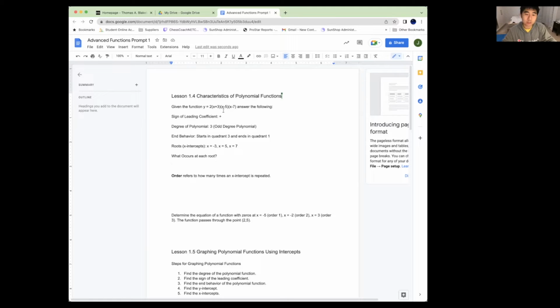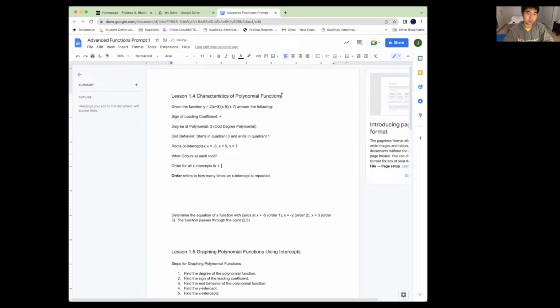The same thing for x minus 5. The exponent for x minus 5 is just 1. So the order is 1 for x minus 5, also known as the order is 1 for the x-intercept 5. And same thing for x minus 7. The order for x equals 7 is just 1. So we can say here that the order for all x-intercepts is 1. It's just 1.